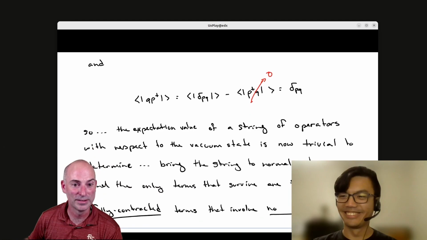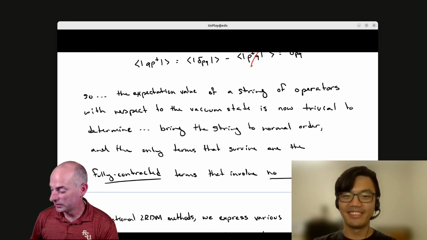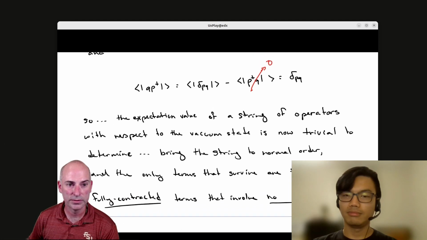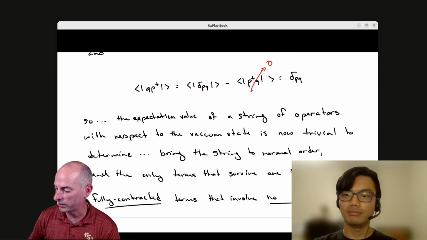Okay, so the expectation value of a string of operators with respect to the vacuum state is trivial to determine. All you have to do is bring the state to normal order, and then the only terms that survive are the ones that are called fully contracted, that don't involve any operators. So up here, this one doesn't involve any operators. It's the only term that survives.